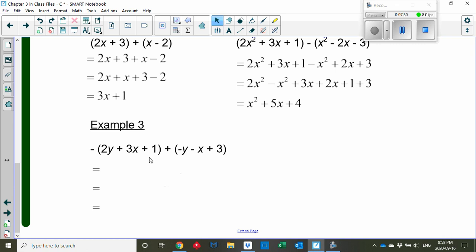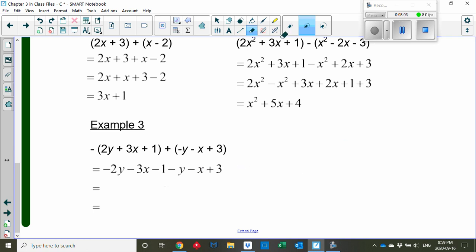So last one here, I take a look at this bracket. What's out front? It's a negative. So you change, get rid of the brackets, the 2y becomes negative, the +3x becomes negative, and the +1 becomes negative. Everything changes. What's out front of this bracket? It's a positive. So the positive goes away, the brackets go away, you stay the same sign, you're a negative, you stay the same sign, you're a negative, and you stay the same sign, you're a positive.